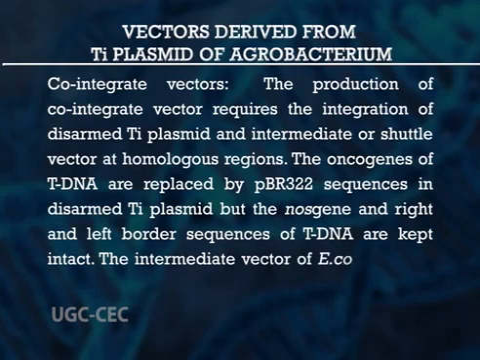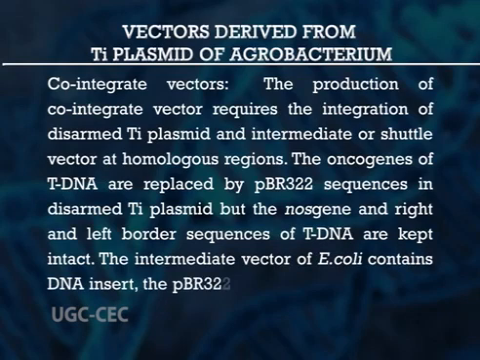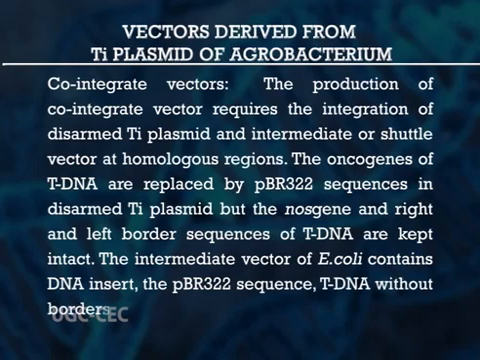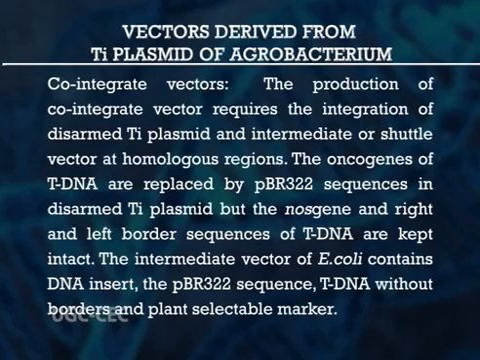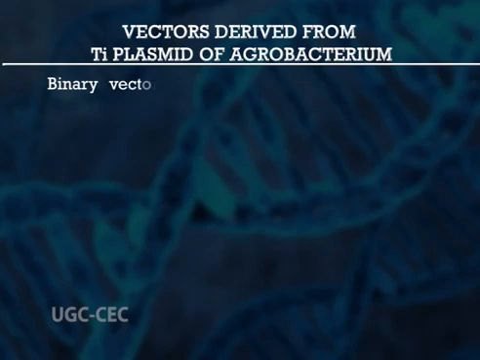The intermediate vector of E. coli contains DNA insert, the pBR322 sequence, T-DNA without borders, and plant selectable markers. The plant selectable marker ensures the successful selection of transformed plant cells containing the gene of interest. Inside the Agrobacterium, co-integration of the two plasmids is achieved by homologous recombination between the similar pBR322 sequences of the two co-integrating plasmids.